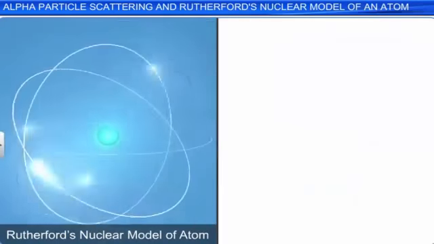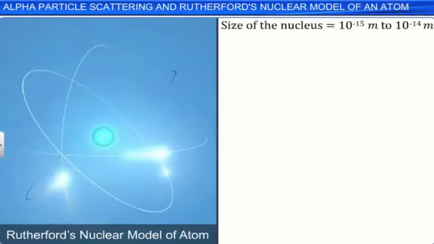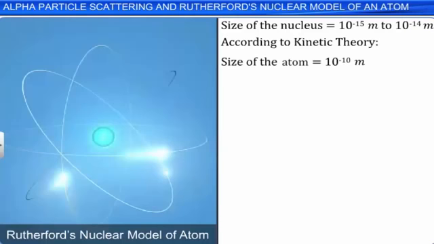Based on Rutherford's experiments, the size of the nucleus was estimated to be around 10 to the power minus 15 meter to 10 to the power minus 14 meter. According to the kinetic theory of gases, we know that the size of an atom is about 10 to the power minus 10 meter. So, the atom is about 10,000 to 100,000 times larger than its nucleus.